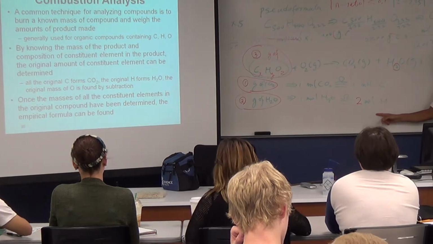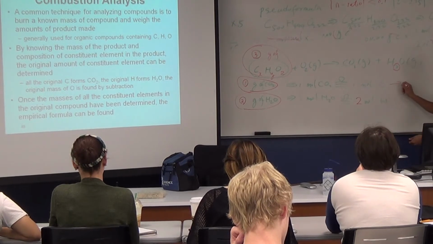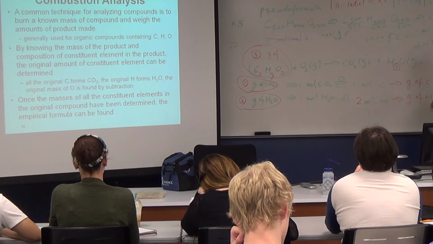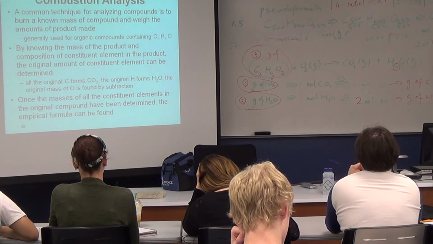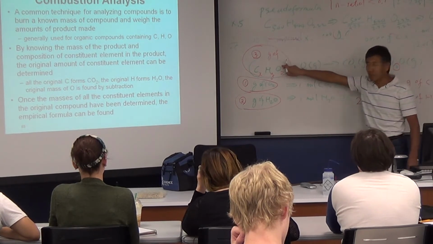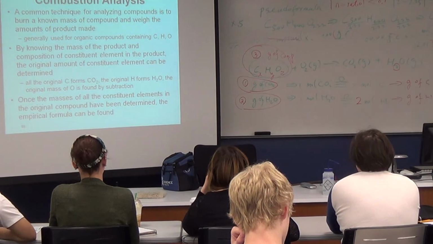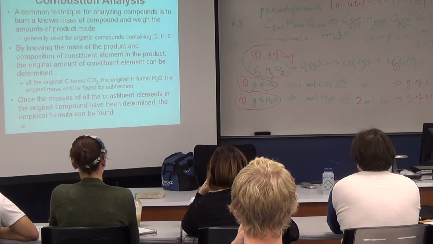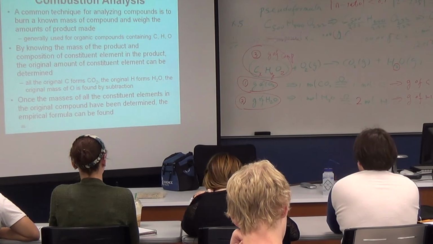Find a gram. Use what to find a gram? Find a molar mass. Okay? So we'll use molar mass to find gram of C, and use molar mass to find gram of H. Now once you have these two grams, then gram of O will equal gram of compound minus gram of C minus gram of H. That make sense?